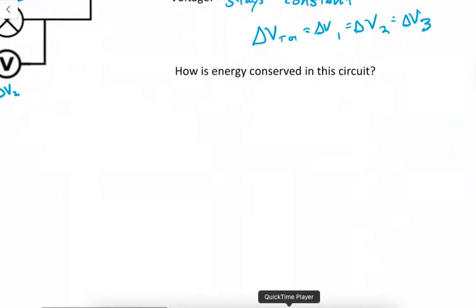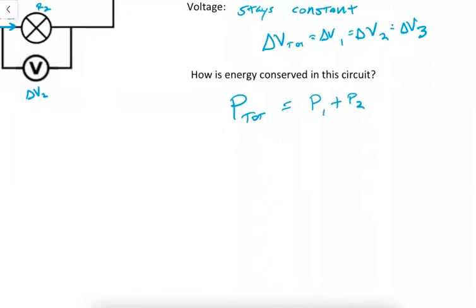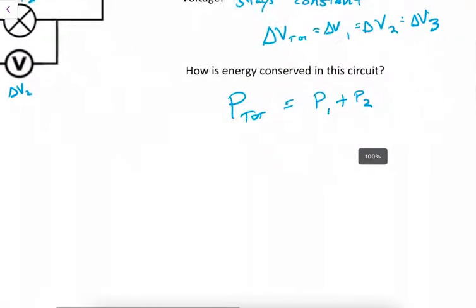So how is energy conserved in the circuit? Well, this goes back to those takeaways that are true for every circuit. And that is the total power, or the power provided by the battery, the current and the voltage, is equal to P1 plus P2 in this circuit.